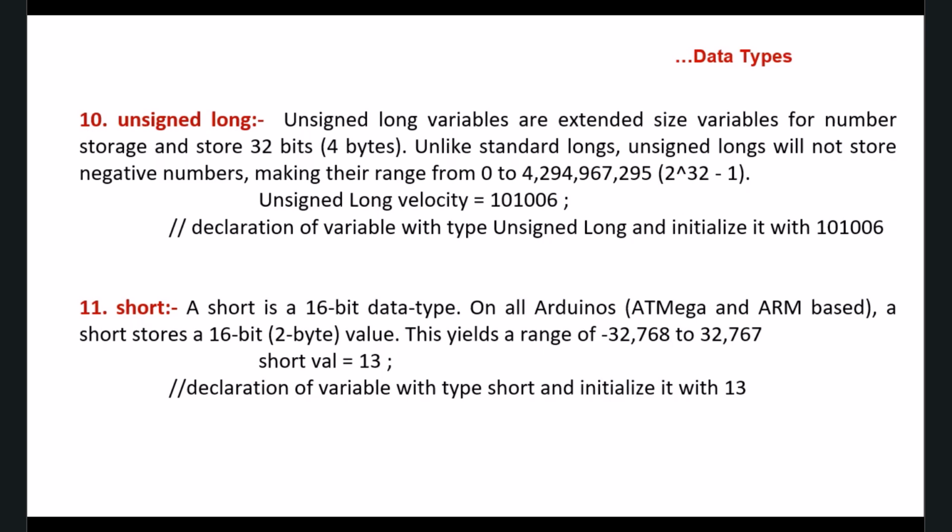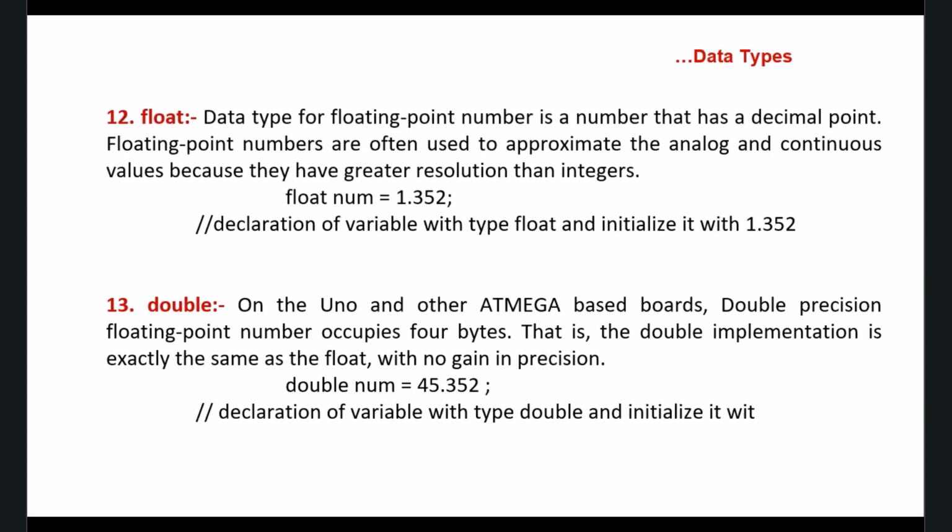The next data type is the short. A short is a 16-bit data type. On all Arduino boards, a short stores a 16-bit value. The next data type is the float. This float data type is also widely used. The data type for floating point numbers is for a number that has a decimal point. Floating point numbers are often used to approximate analog and continuous values because they have greater resolution than integers.